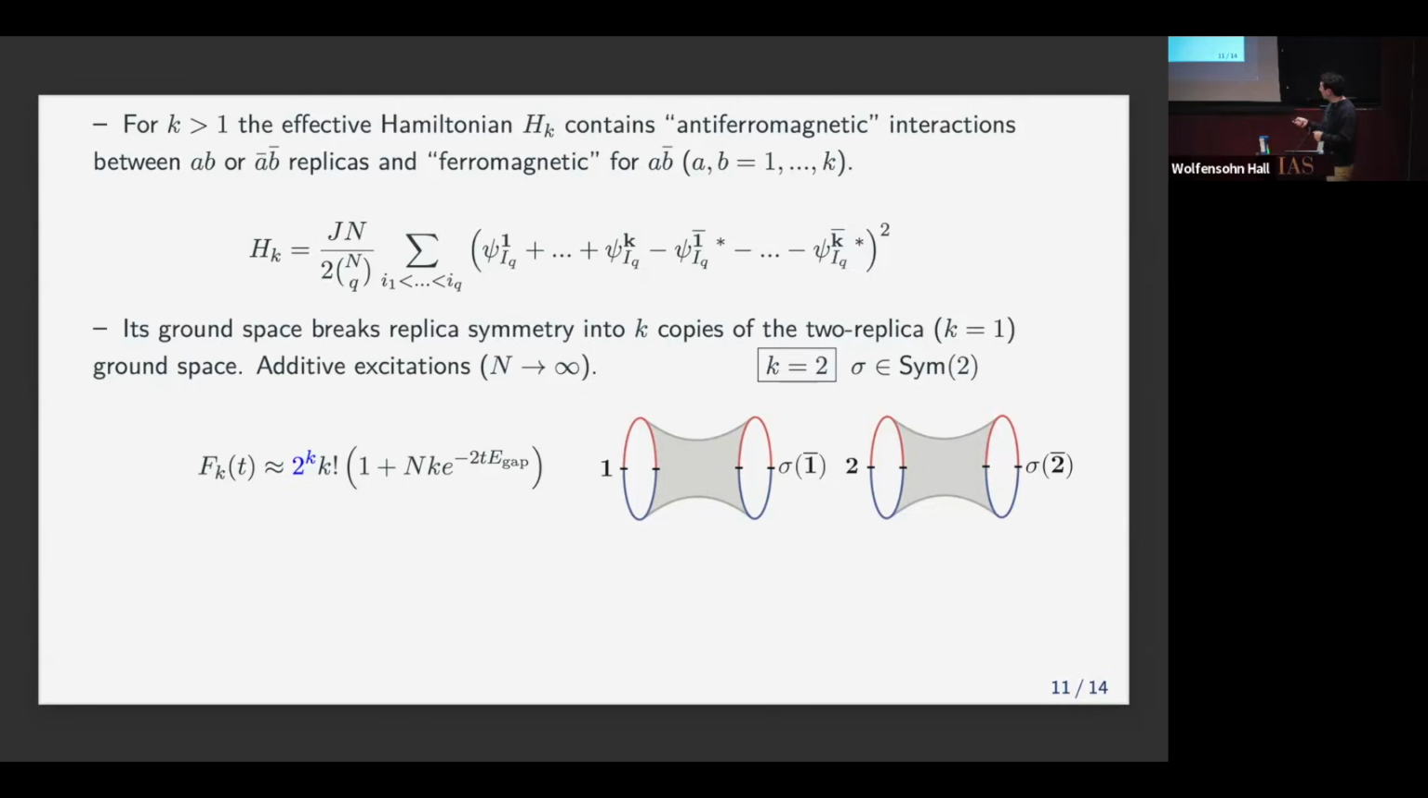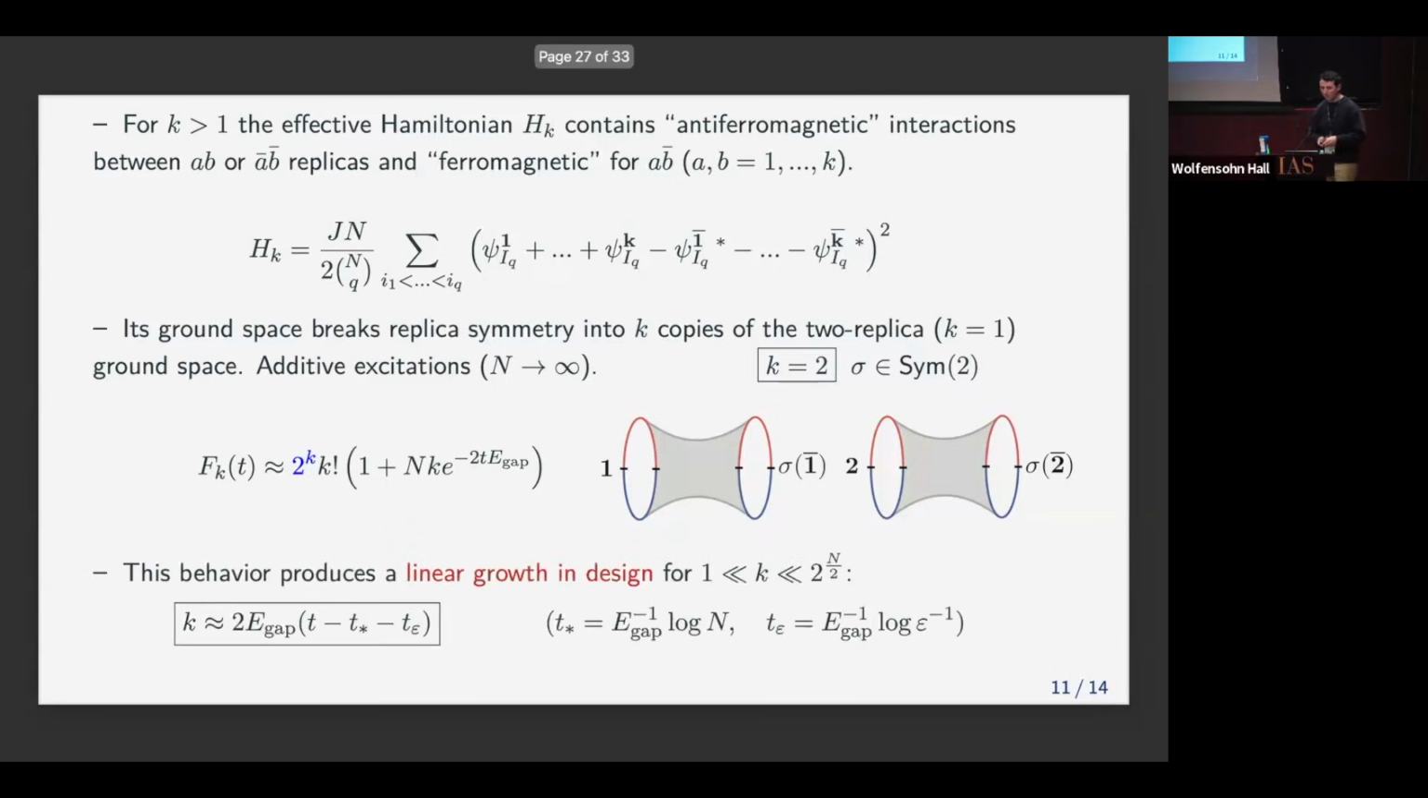And the number of first excitations is just n, coming from the number of fermions you can excite on each replica, and then k coming from the number of 2-replica wormholes per ground state. Okay, so one can ask now, we can take this form of the kth frame potential at late times, and we can ask how long does it take for the frame potential to approximately become close to k factorial. Now I will not talk about this additional factor, but you can ask me later if you're interested.